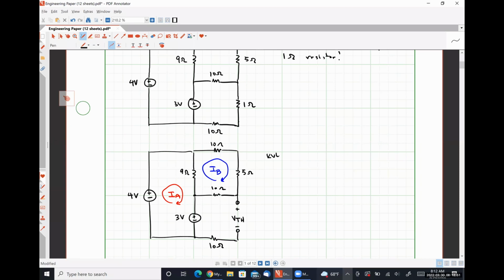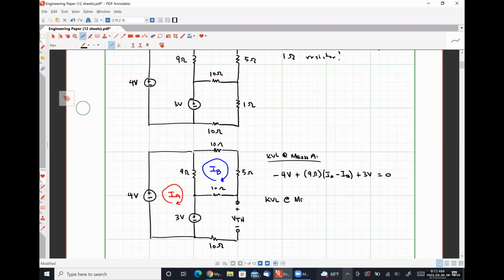So KVL around mesh A is going to look like -4 volts plus 9 ohms times (IA minus IB) plus 3 volts is equal to 0.